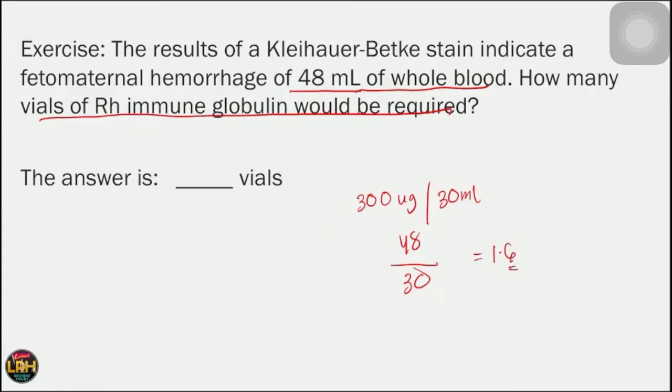This is rounded up. So rounding up plus 1 dose, the number of vials needed should be 3 vials.